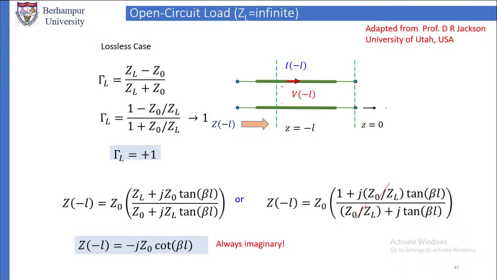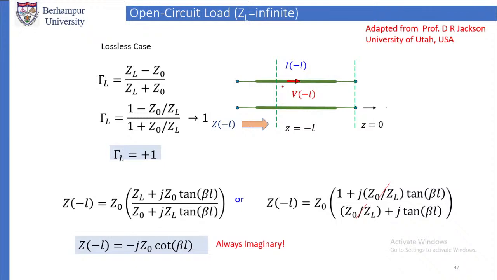Okay, and now let us consider the open circuited loads. We considered the short circuited load. Let us consider the open circuited load. In the open circuited load, the load is open circuited. Open circuit means the impedance is infinite. So if the impedance is infinite, ZL is infinite. So gamma L we know the expression is ZL minus Z0 by ZL plus Z0. Divide the numerator and denominator by ZL.